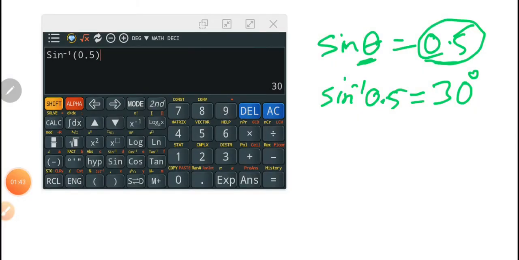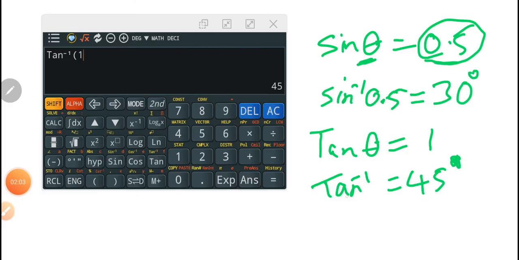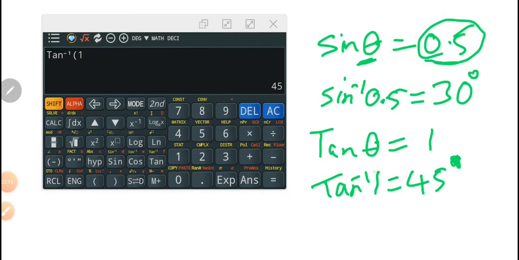The same with tan. What if they said tan of a given angle is equal to 1? Now you're going to try an improvement? No. Fortunately, we could do the same thing. We can say shift tan, that is inverse tan 1, and automatically the answer comes to 45 degrees. So as you can see, I've written it down. Inverse tan of 1 gives us 45 degrees.